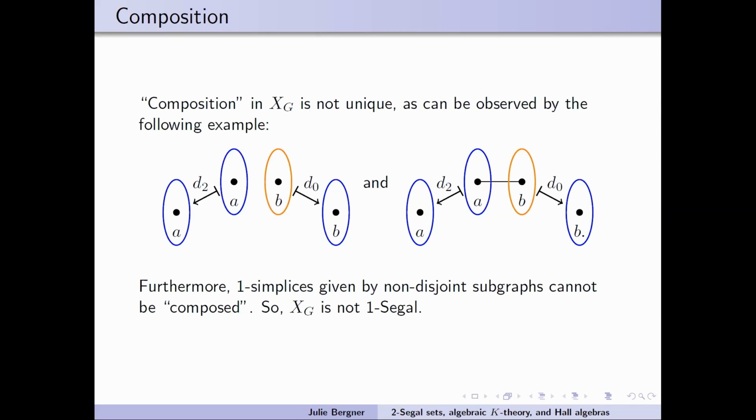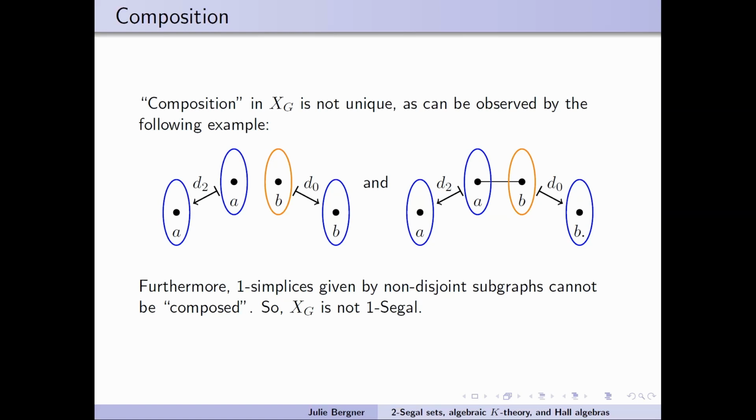Two simplices. If you took the one simplex, the one face, the D1 of this would just be A disjoint union B. The D1 of this would be the graph with the edge between them. Those are both composites of B with A. So composition is not unique.